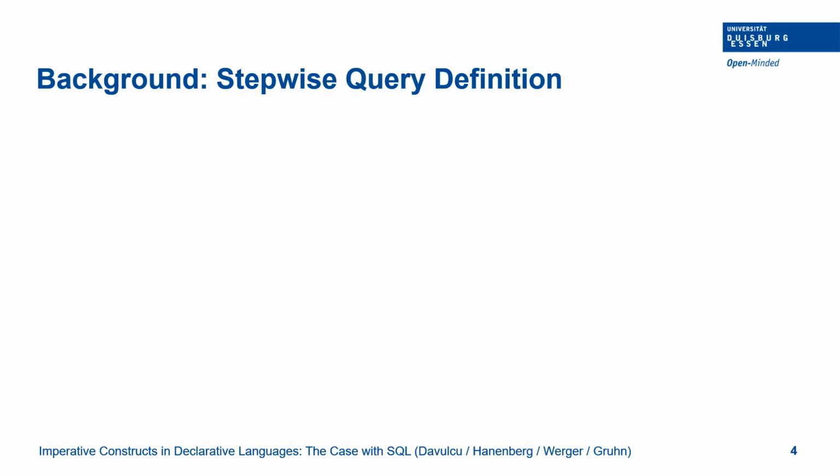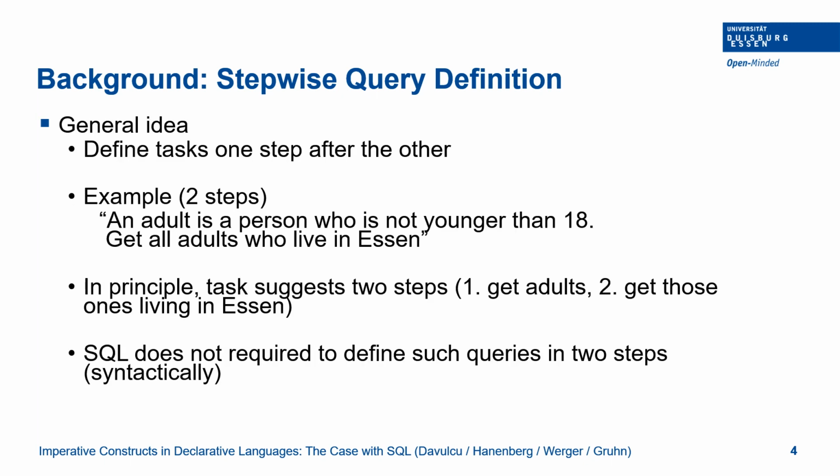So let's give you an idea of a kind of query definition that we think frequently occurs, which we call just a stepwise query definition. So the general idea is that a query definition can be done step after step. The example here is, give me all adults who live in Essen, and we define an adult as a person who's not younger than 18. So this, in principle, could be done in two different steps. The first is the selection of adults. The second step is the selection of adults who live in Essen. So the task already suggests that this can be done in two steps, but SQL does not require to define such a query in two steps syntactically, so there are other alternatives for that.